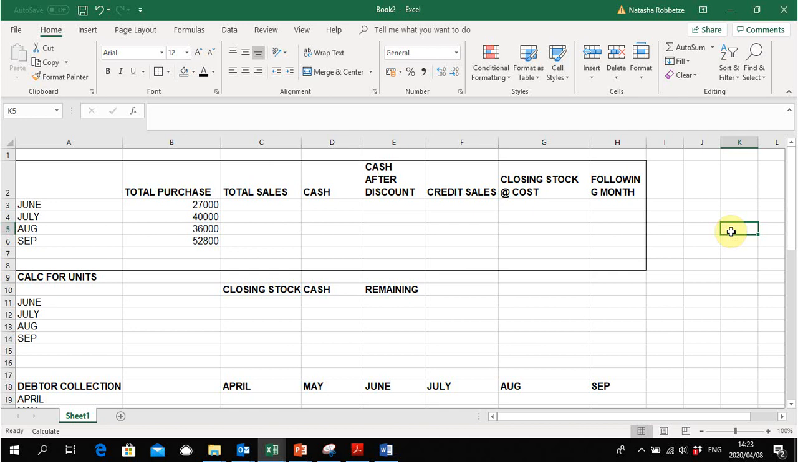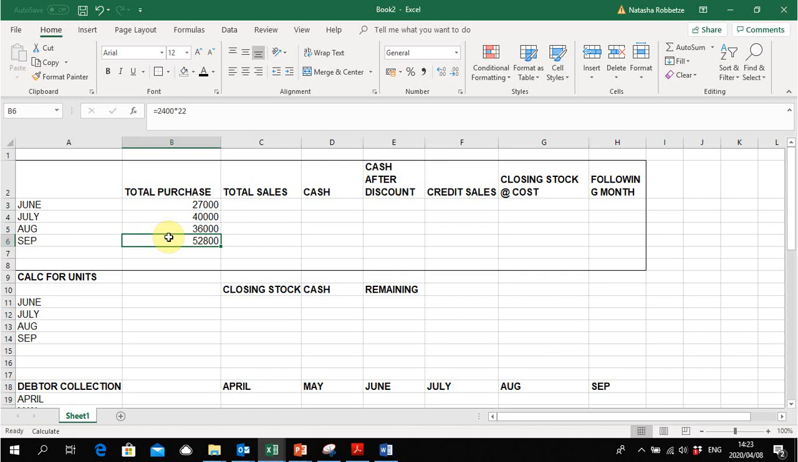So here I want us to first look at how I calculated the total purchases. We were told that in June there were 1,500 units purchased at 18 Rand. In July, 2,000 units were purchased at 20 Rand. In August, we purchased 36,000 Rand worth, because it's 1,800 units times 20 Rand. And for September, it was 2,400 units at 22 Rand a unit.